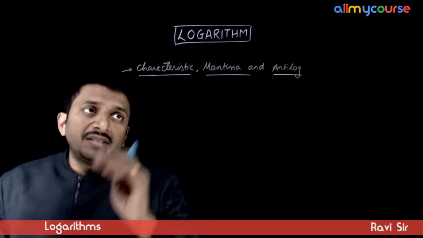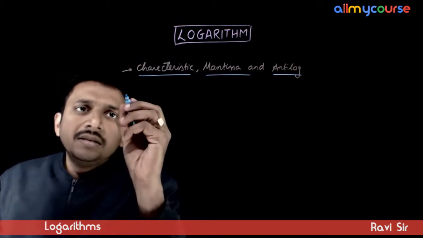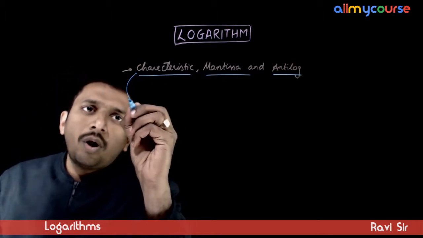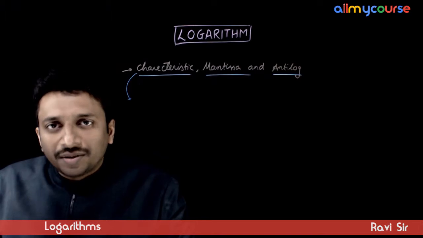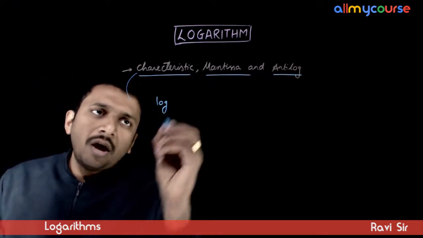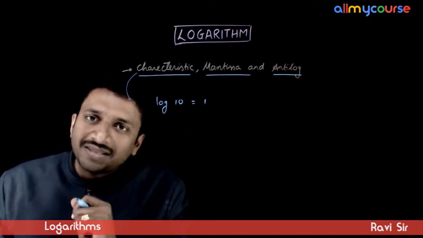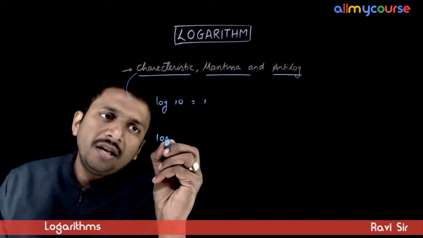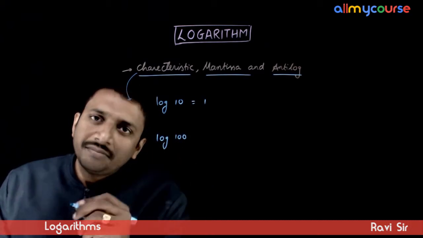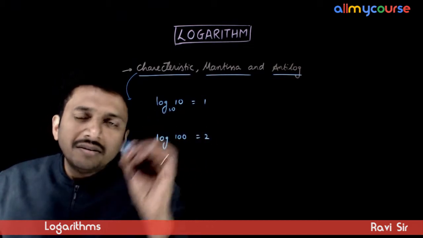So our next topic is characteristic, Mantissa and antilog. So let us try to look at what characteristic and Mantissa of a logarithm is. First, we know that log 10 is equal to 1, taking the default base as 10, and log 100 is nothing but 2, right? Because the base is 10.